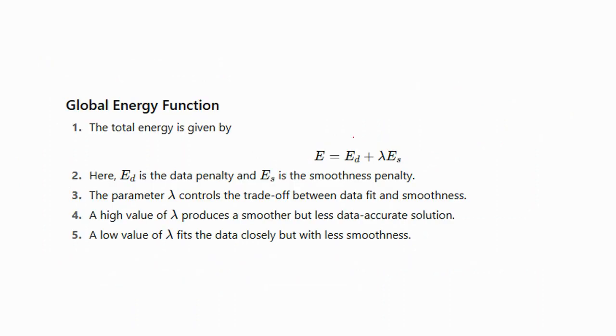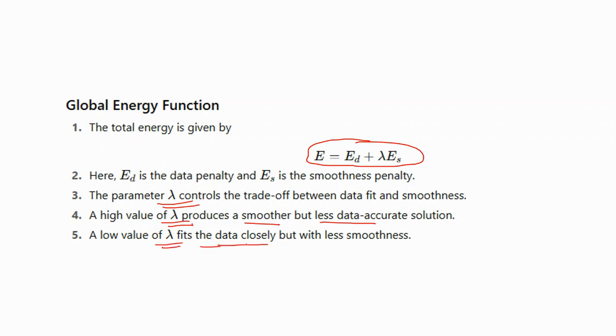On combining this, we get the formula for the global energy function: E equals E_D plus lambda into E_S. Lambda represents the control parameter. High lambda produces less structured data but produces good smoothness.